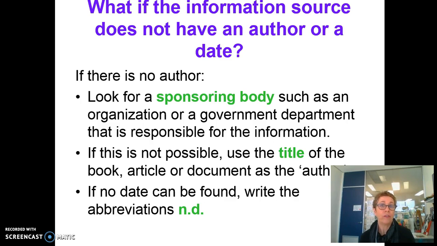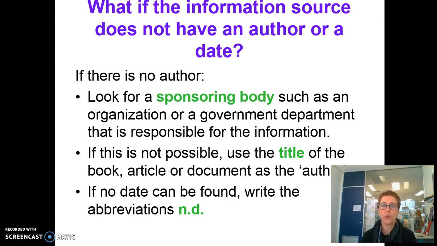What if the information source does not have an author or a date? Okay, so if there's no author, then you should look for an organisation or a sponsoring body. It could be, like we said before, a government department, or any other sort of organisation. For example, a business name is an organisation. So if you're looking at a Bunnings site, there won't be a personal name, but the organisation, Bunnings in this case, is going to become the author.